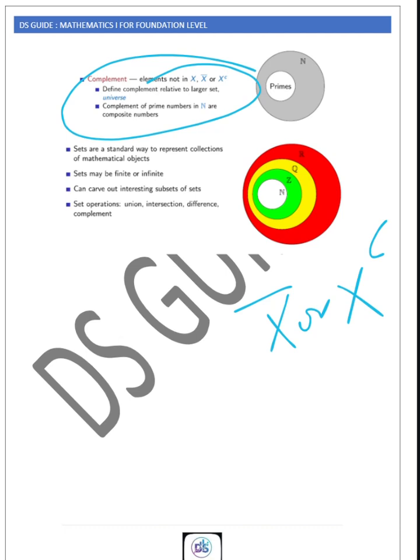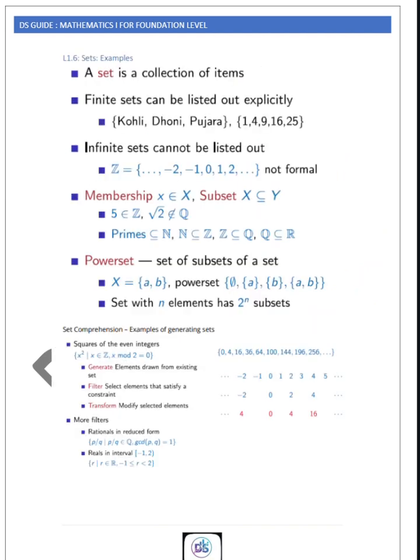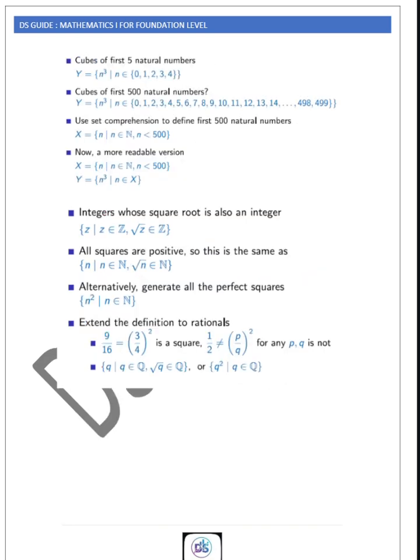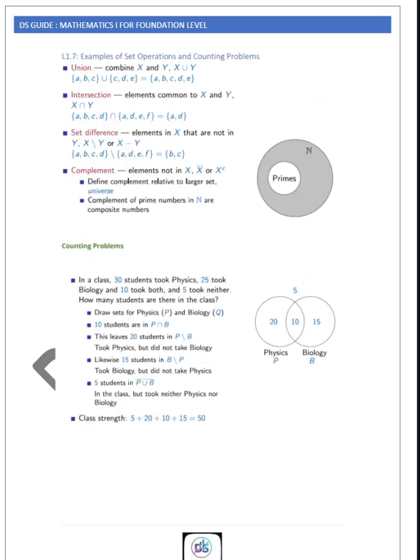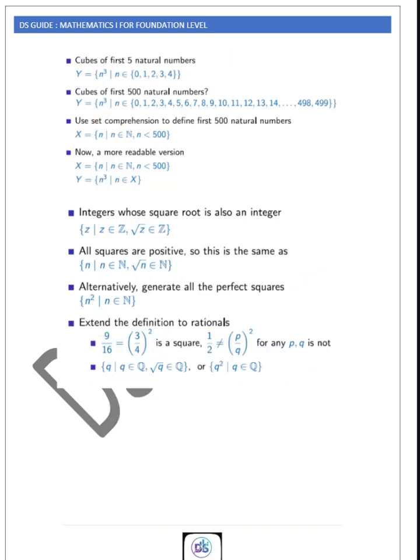Okay. See, this is the diagram where you can relate all the mathematical objects. Like R is the set of real numbers, which comprises rational numbers, which comprises integers, which comprises natural numbers. Okay, this is already done. You can go and read more examples. Next, we have counting problems.